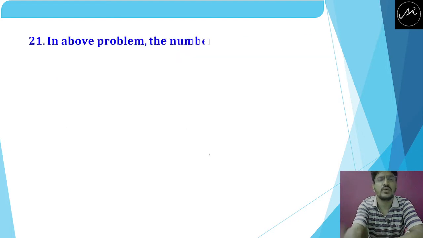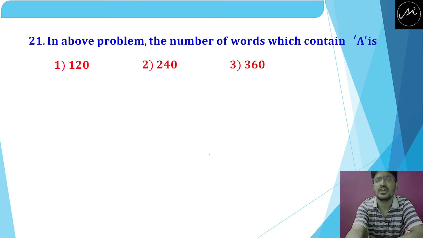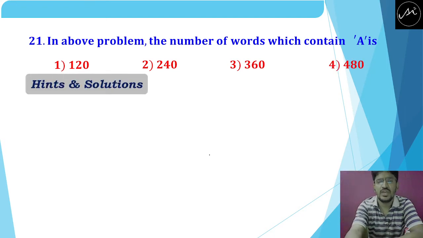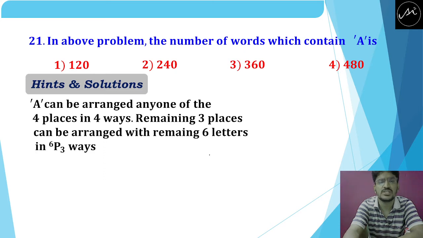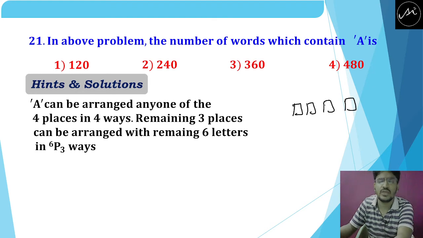Now let us go for 21. In the above problem, the number of words which contain A is asked. That means A has to be there in the word. One letter A is fixed, wherever it may be. A can be arranged in any one of the 4 places, so it has got 4 ways, and the remaining letters have got 3 places. So you can just see here, you have to make a 4 letter word.